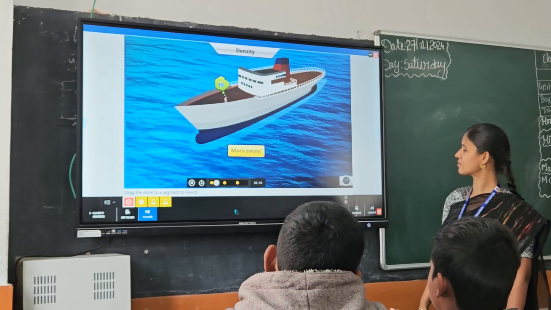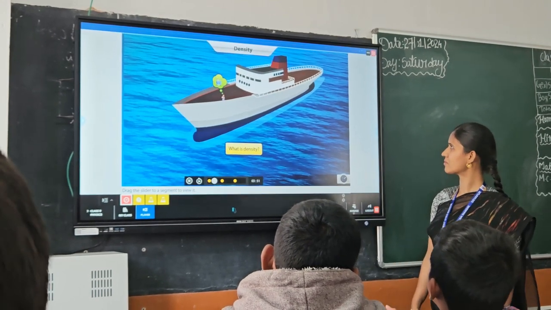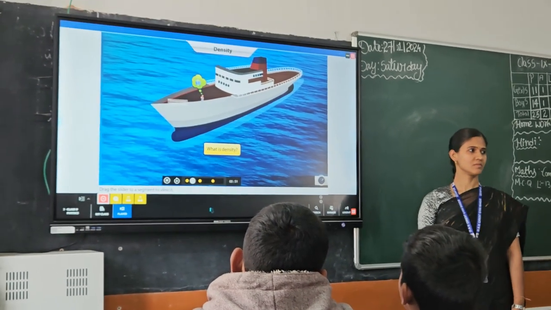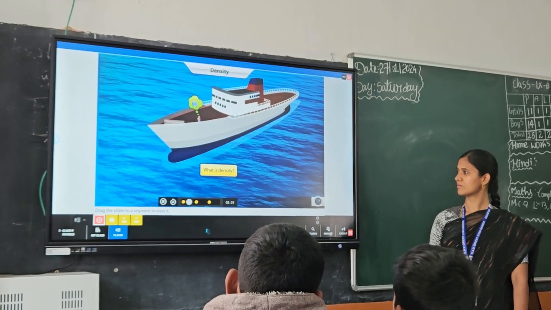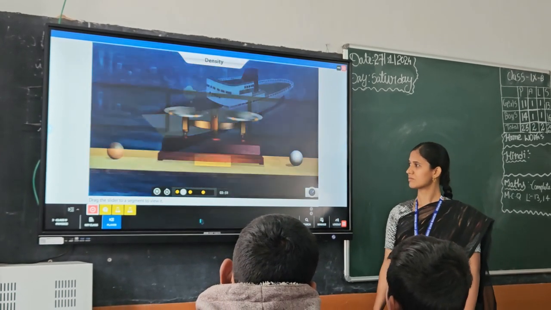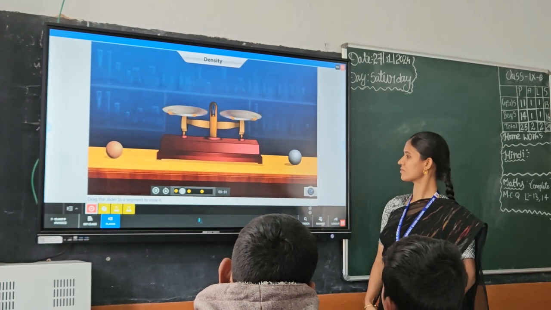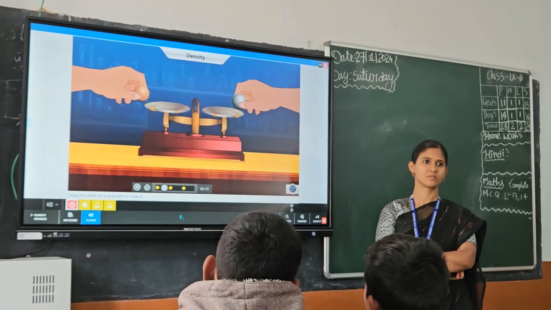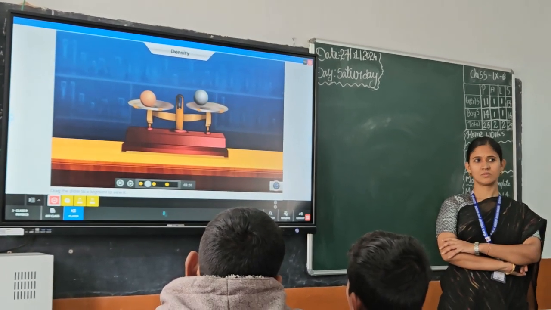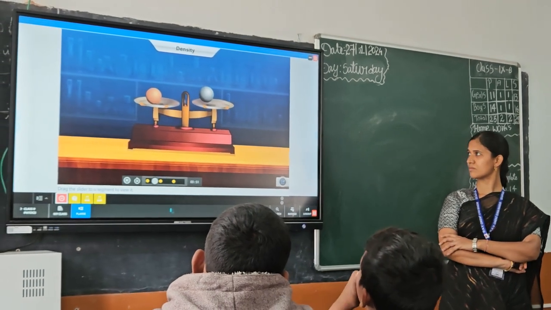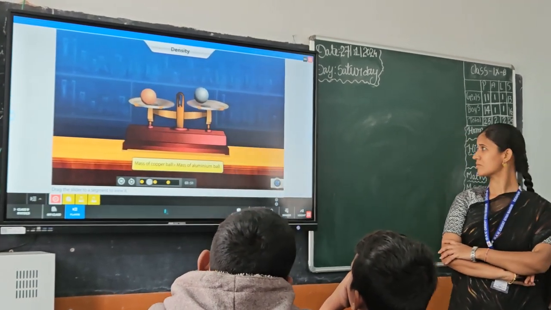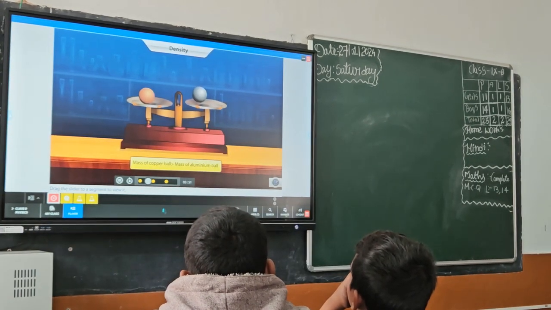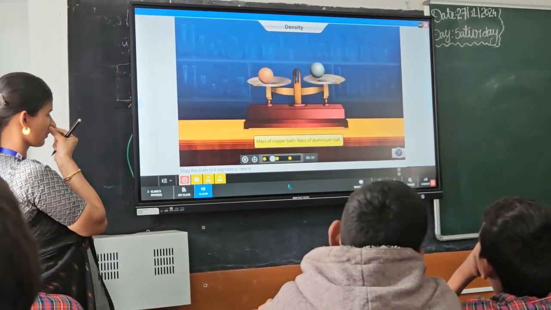But what is density? Density is a physical property of a substance. Let us conduct an experiment to understand the concept of density. Here are two solid balls, one made of copper and the other made of aluminium. Both are of the same size. But what do you observe when you place the balls on the pans of a balance? The copper ball weighs more than the aluminium ball. Why does the copper ball have greater mass than the aluminium ball of the same size?